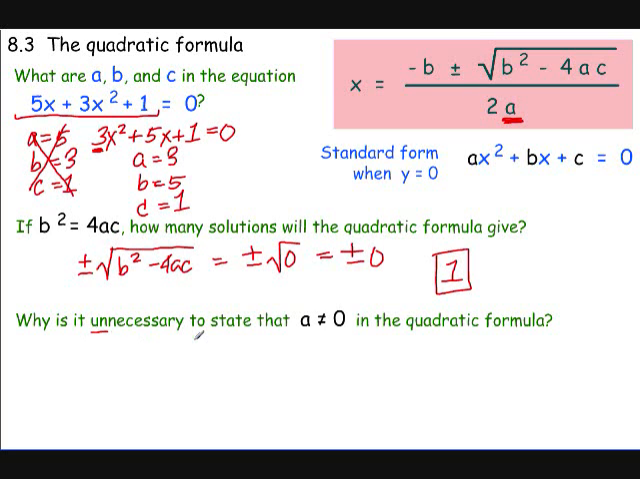Okay, so the reason it's unnecessary is that if, we can write it out, if A equals 0, the equation is linear. It is not quadratic. We'd never need the quadratic formula unless we had a quadratic equation.